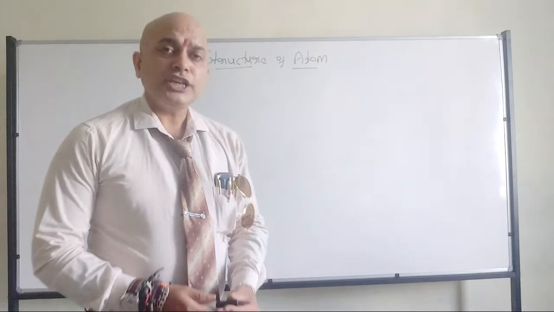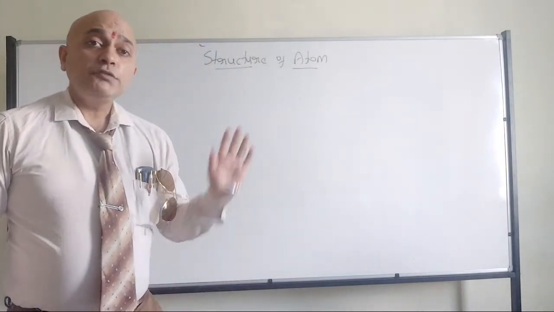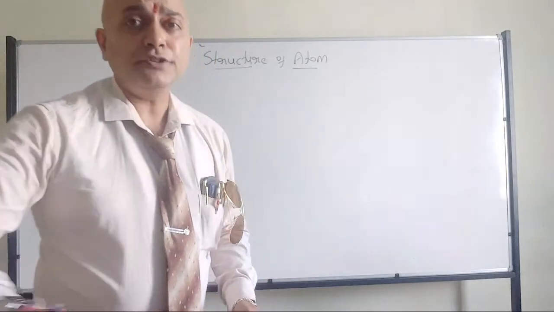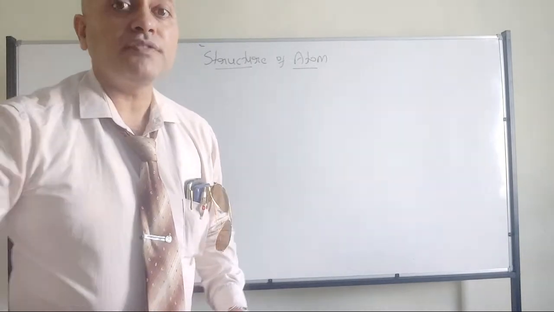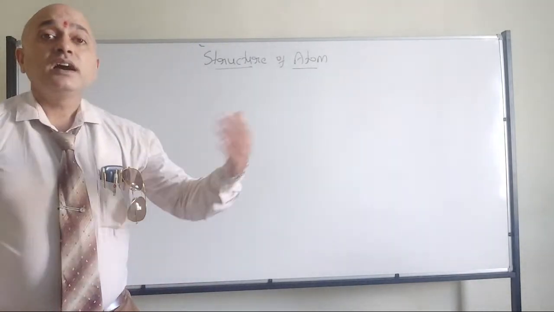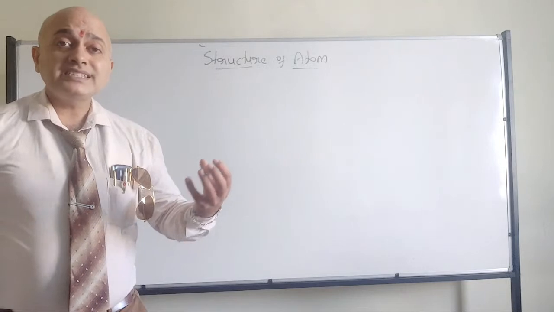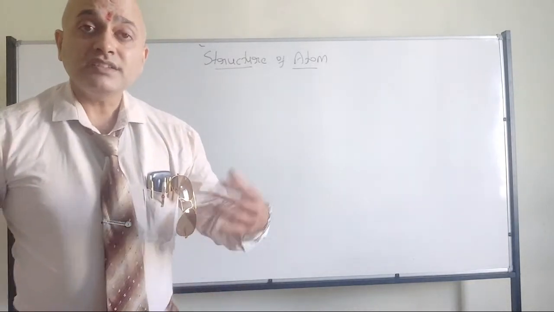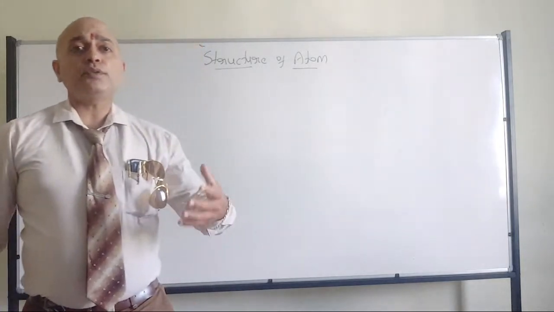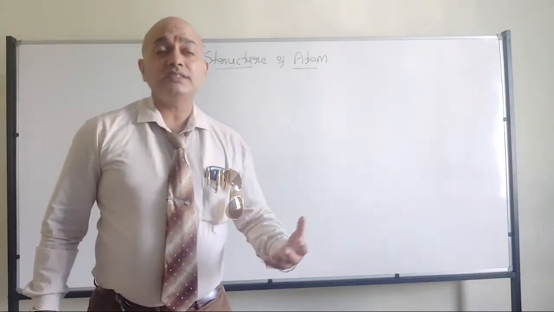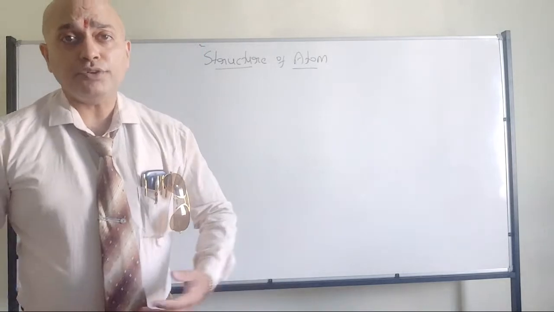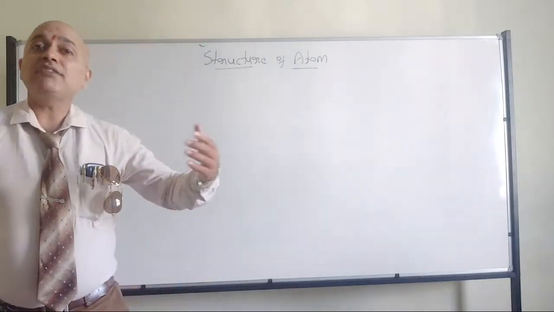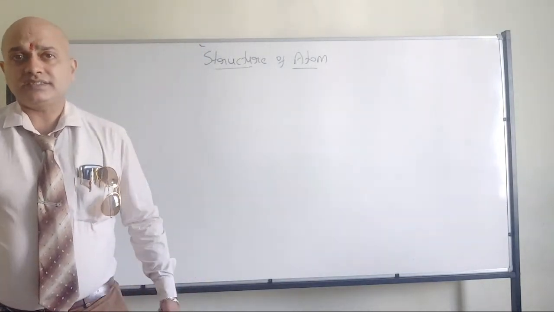Okay, so shall we move to the next one? If you remember, in the last class I told you that in this chapter, first we have the history of how the electrons were discovered, and then how neutron and proton came to be known. That's what we discussed in yesterday's class.